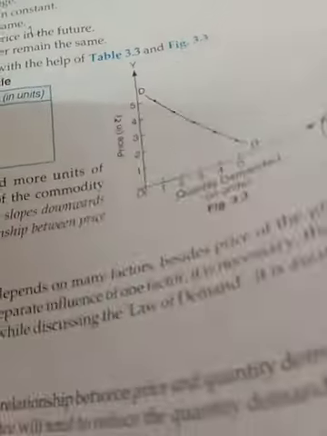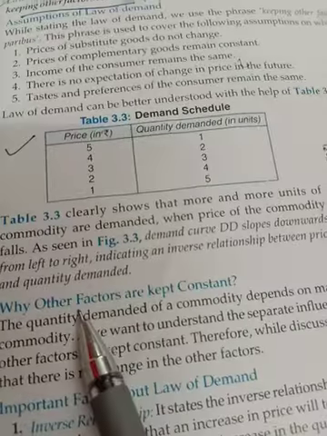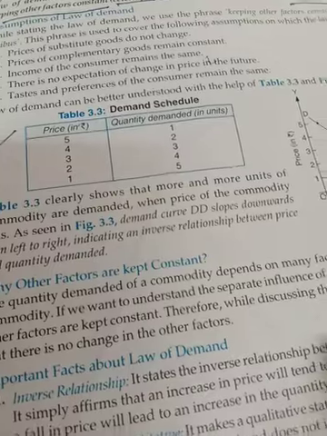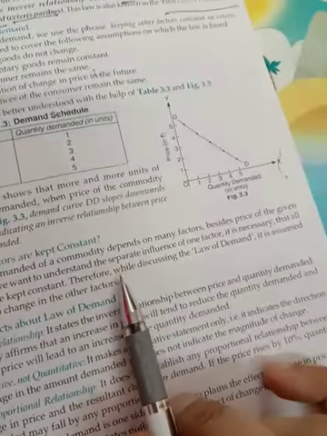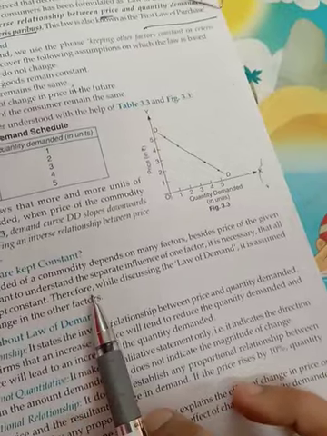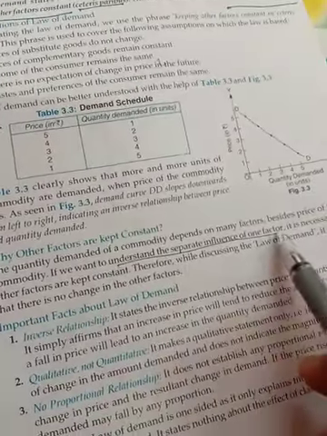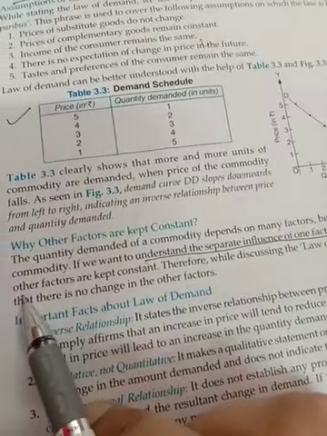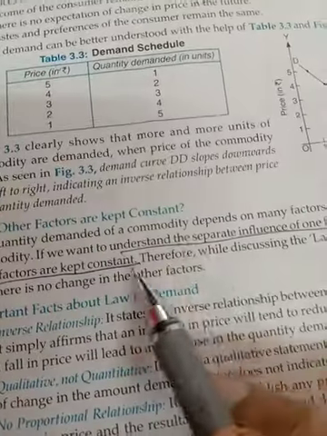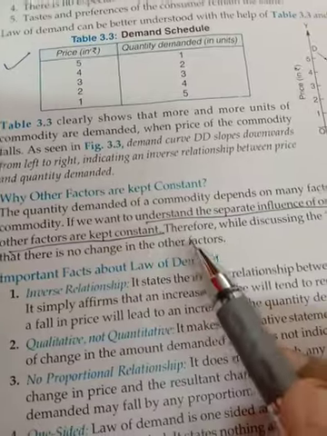Now the question is why other factors are kept constant. Because you have to study the relation between price and quantity demanded, it is very important that other factors remain constant. So if you want to discuss the separate influence of one factor, then you have to keep other factors shut down, meaning keep them constant. So this is the reason given over there. That question can be asked.